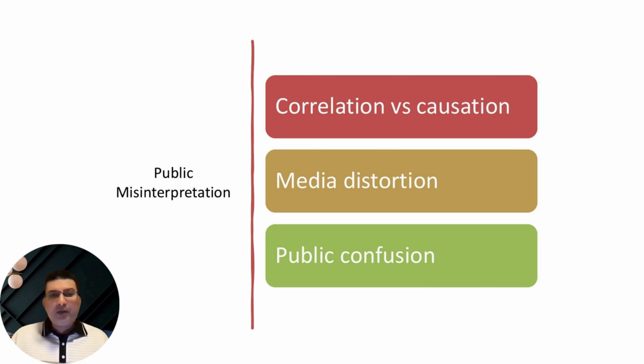Once you release data or reports, you lose control. Media may oversimplify, politicians may misuse, companies may exploit. Example: a correlation is reported, the public thinks it is causation; a risk is reported, people panic. So we must communicate carefully. We must explain limitations, clarify assumptions, avoid sensationalism.